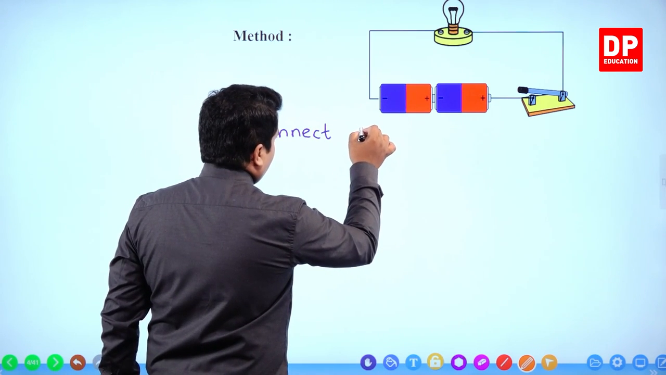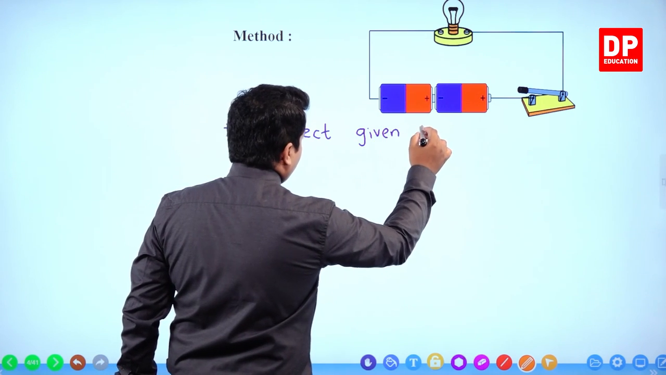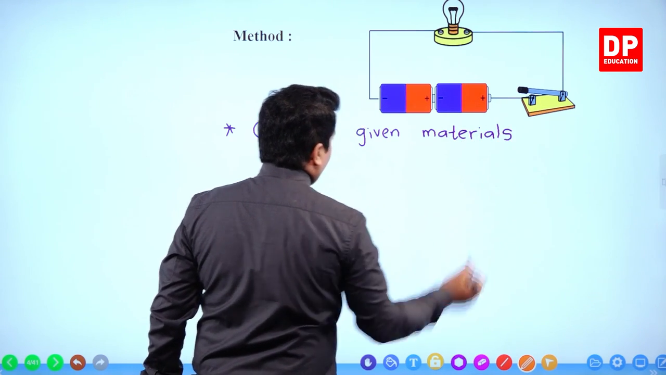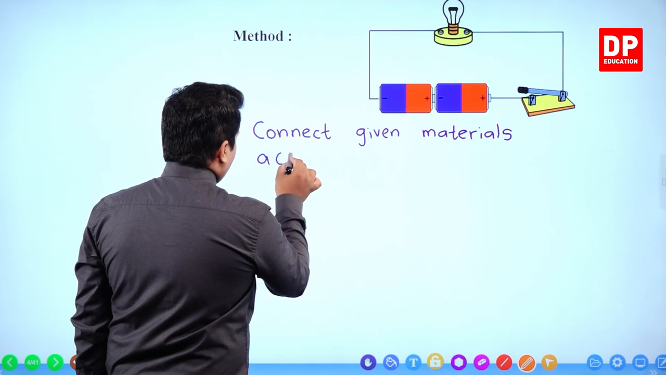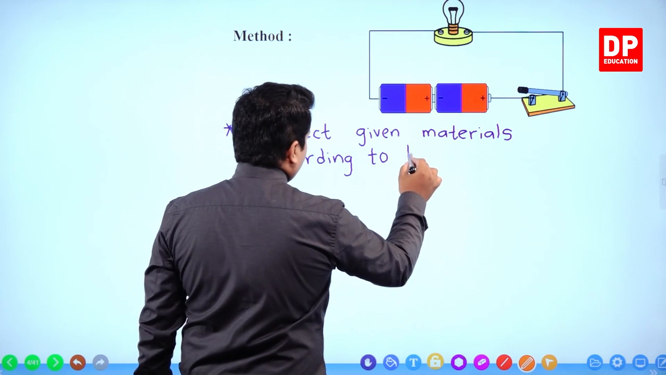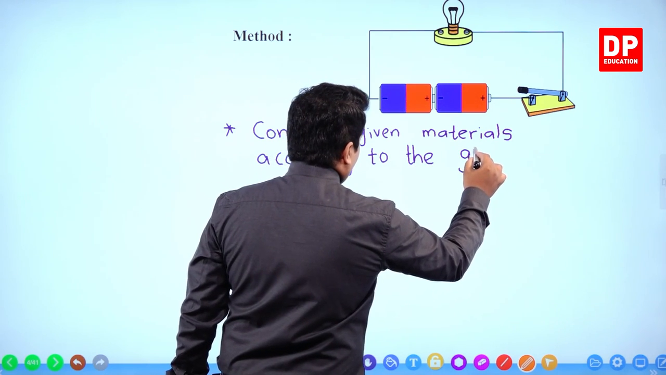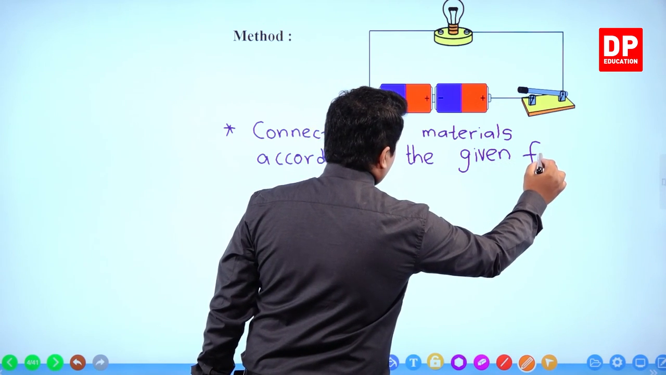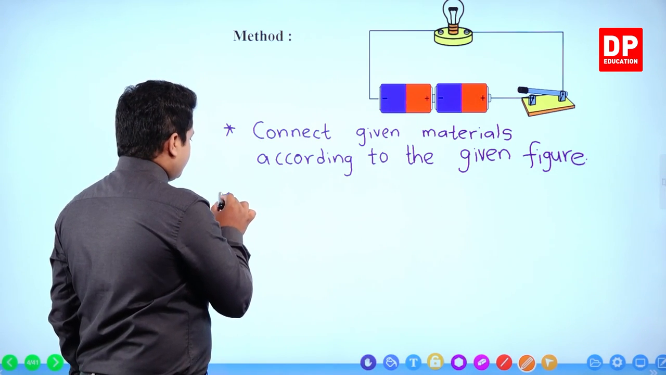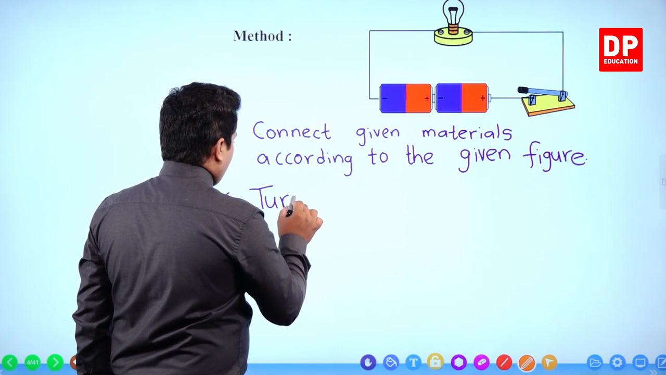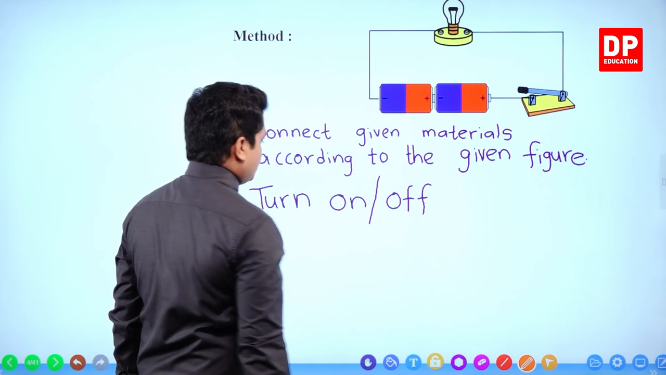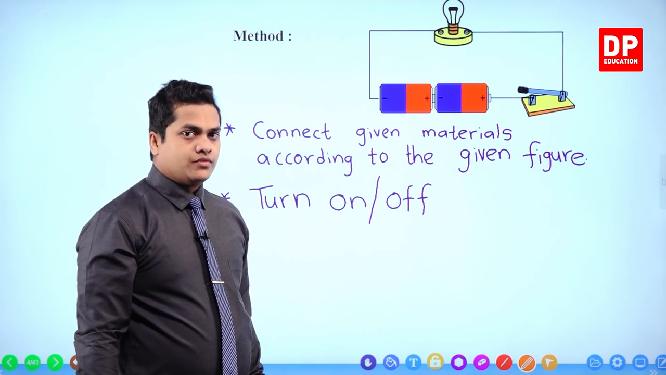Connect given materials according to the given figure. Then turn on slash off. Turn on or else turn off. Okay.